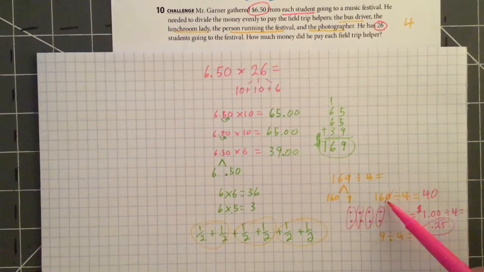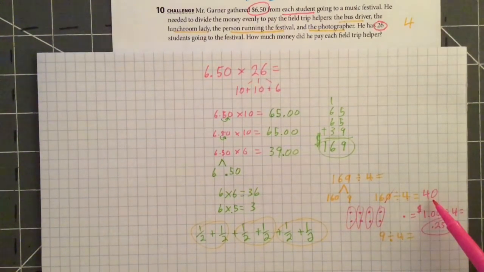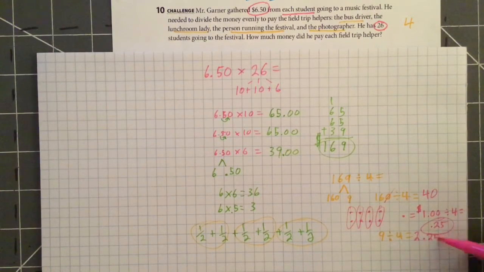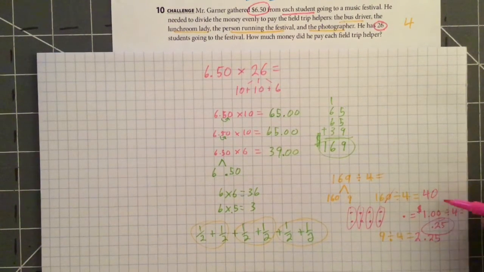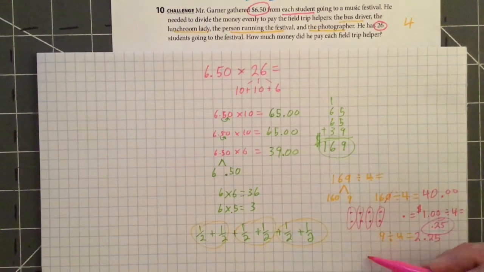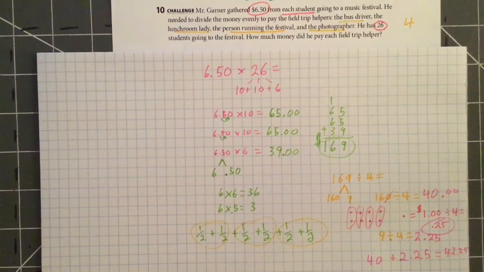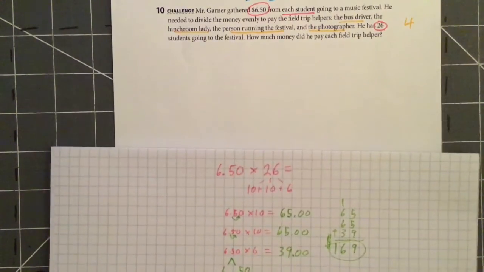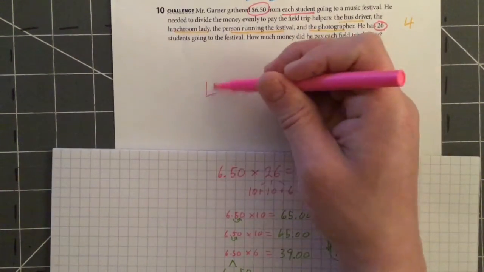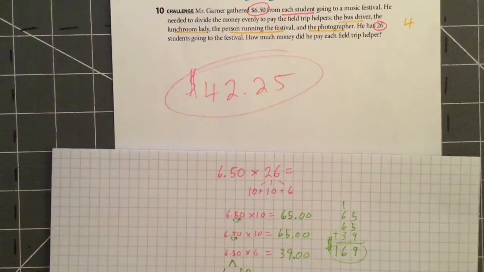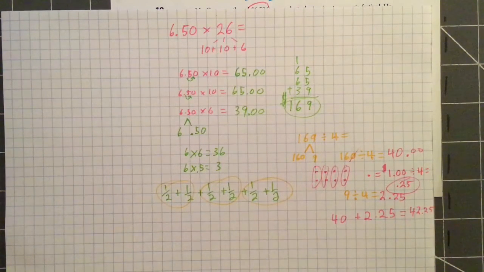So we were able to take 160 and split it up into groups of 40 evenly. We were able to take 9 and split it up into groups of 2 evenly, with 25 cents left over. So I gotta take my $40 and my $2.25, and I add them together to get my final answer, $42.25. How much money did each field trip helper get? Each field trip helper got $42.25.